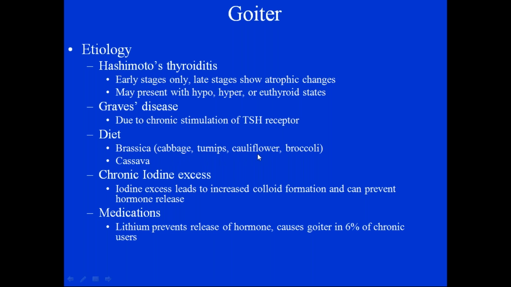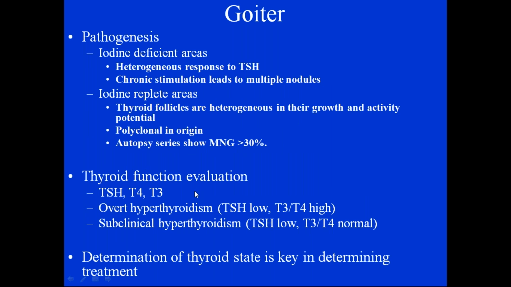diet due to goitrogenic foods like cabbage, turnips, cauliflower, broccoli. These also cause a hypothyroid condition. When there is chronic iodine excess, like in the Wolff-Chaikoff effect, you will also have this. And some medications like lithium prevent the release of hormone, which causes 6% of goiter. So etiology is Hashimoto's, Graves, diet, chronic iodine excess, and medications.